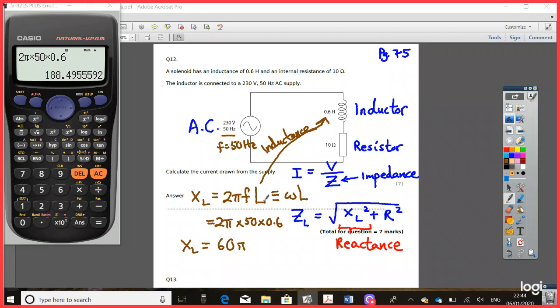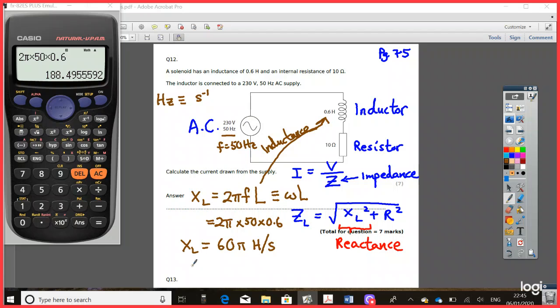Think about the units as well. Reactance: in this case, frequency in hertz is per second, and this is henry, so we can write henry per second. Frequency in hertz is how many times it happens in a second, so the oscillation happens 50 times in 1 second. So XL is that, that's sorted.